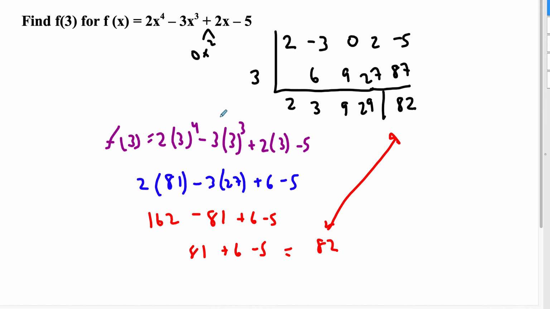So does the remainder theorem work? Yes. So the remainder ends up being what we would get if we evaluated the function at that value.